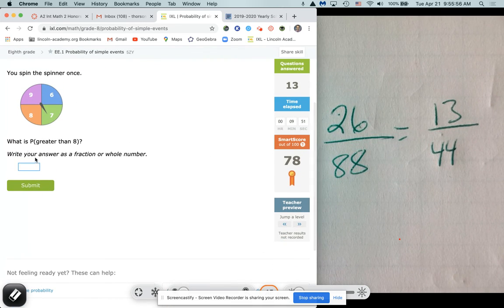You spin the spinner once. What is the probability of getting a number greater than 8? So again, read very carefully. We want the probability of getting a number greater than 8. Well, 6 is not greater than 8, 7 is not greater than 8, and be very careful, 8 is not greater than 8. It wants it to be greater than 8. There's only one number out of the 4 that's greater than 8. So you type 1 out of 4.